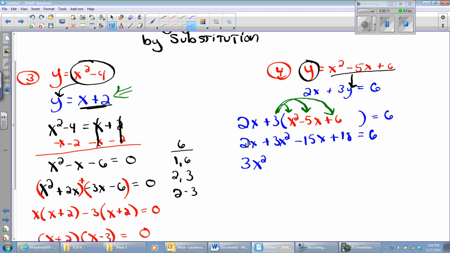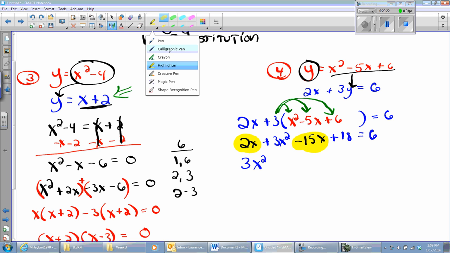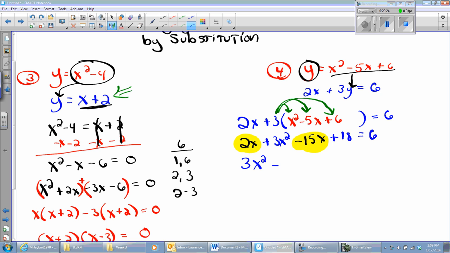Now I have a positive 2x and a minus 15x. I have some like terms. I'm just going to go ahead and put those together. So my plus 2x, my minus 15x, and that'll get me a minus 13x. And I'm going to do one more thing here. I'll just write plus 18 first of all. I won't do too many steps at once. Okay, now I don't want it equaling 6.